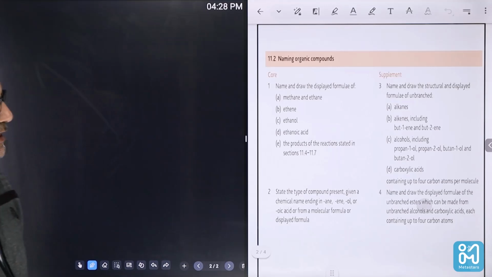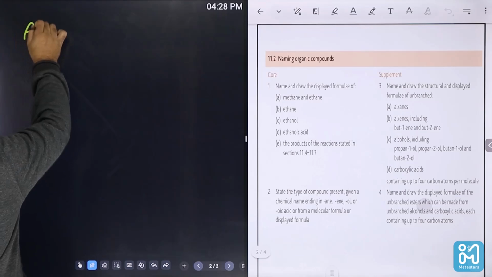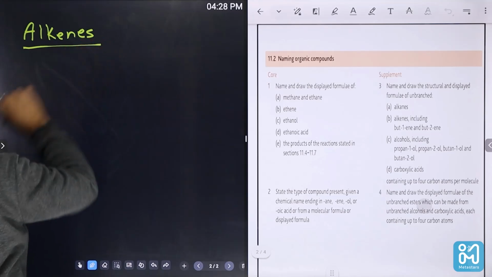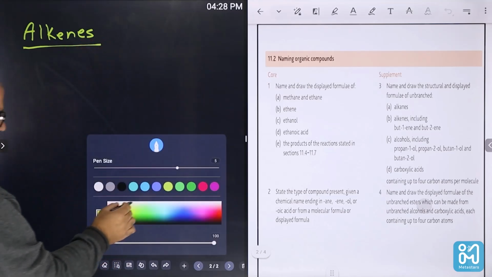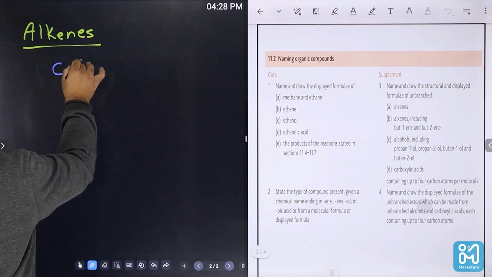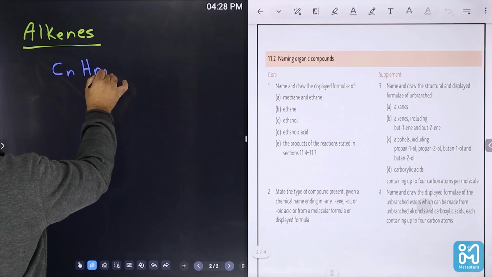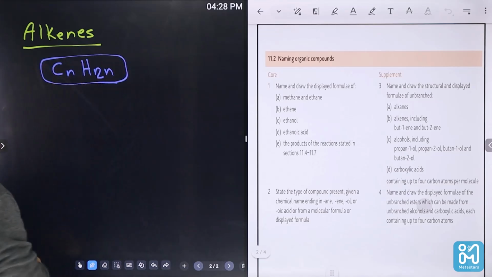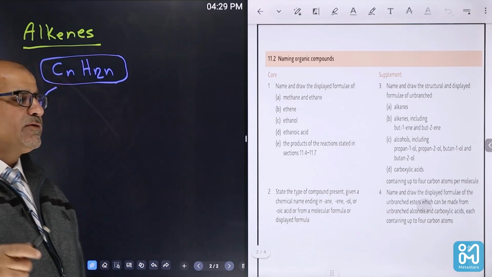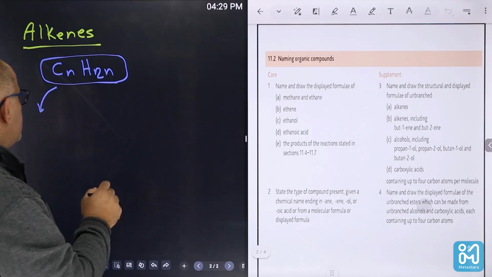Next homologous series: we are talking about the alkenes. We can draw more than one alkene. You know, the alkenes are CnH2n+2, CnH2n, sorry, the 2n, that's the general formula. So we can apply this general formula to write different molecular formulas and draw different structural or displayed formulas.